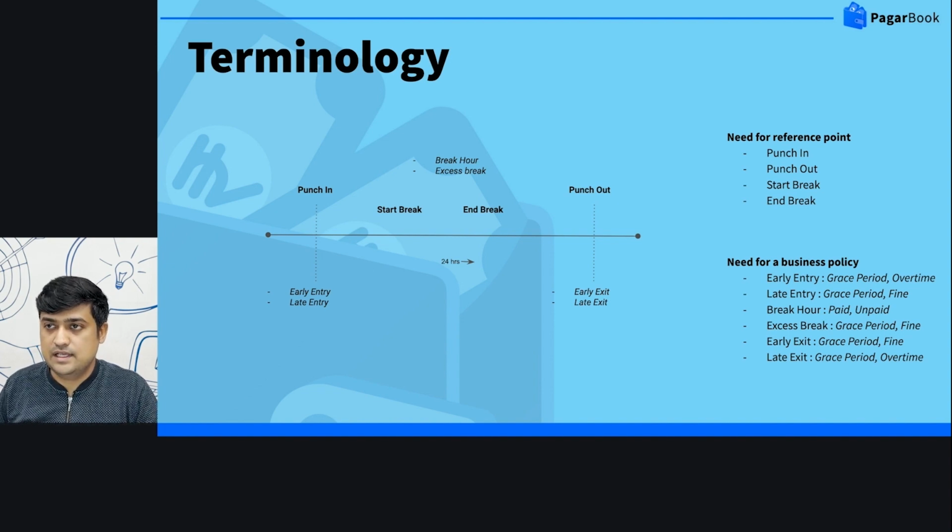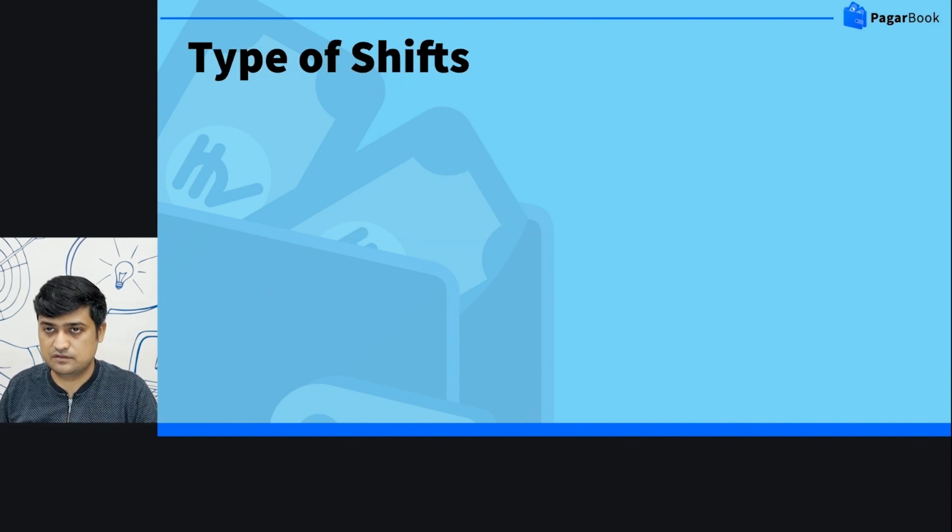Now we will see how it is configured in our system, but before that we'll just go through the types of shifts that we cover as part of the PagarBook platform. So we have three types of shifts. The first one is a basic one. It's a fixed shift where you have an explicit in and out time with certain designated break hours, and a particular employee is mapped to only one shift. So it would look something like this.